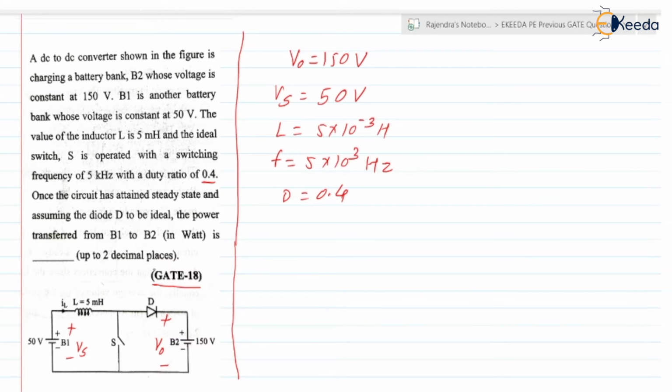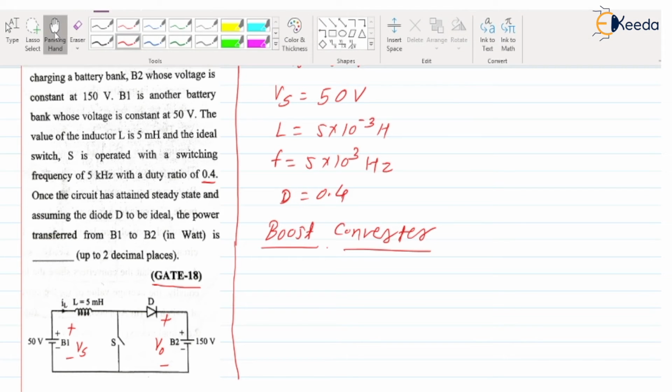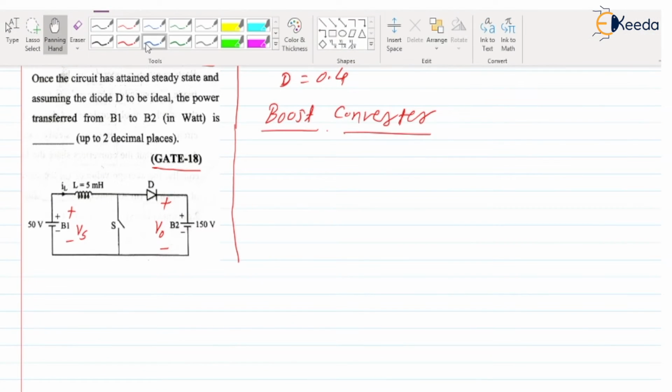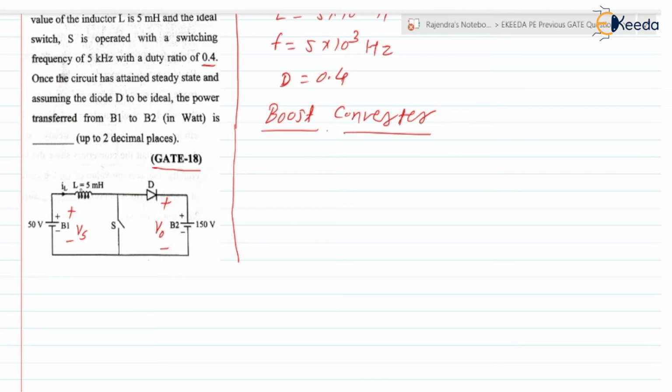Now if you check, this is the boost converter, and for the boost converter, we have the expression for continuous conduction. For the boost converter, we have the expression for V0, which is equal to 1 upon 1 minus D into Vs. So V0 is equal to 1 upon 1 minus D into Vs. V0 is 150, and for this duty cycle, we are going to check whether it is equal to 150 or not.